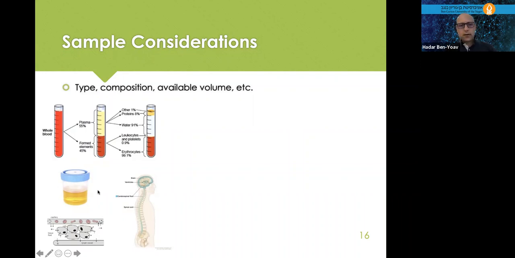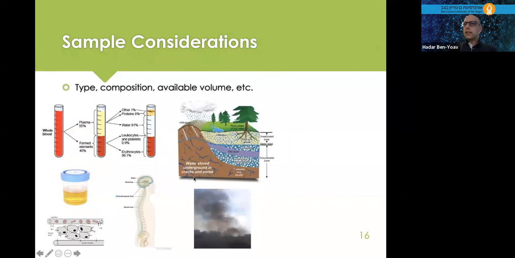Urine. We have the CSF, the liquid in our brain, or the interstitial fluid. What is the sample? Now, a sample doesn't have to be a biological sample. It could also be samples from the environment, okay? It doesn't have to be liquid, it could be soil.